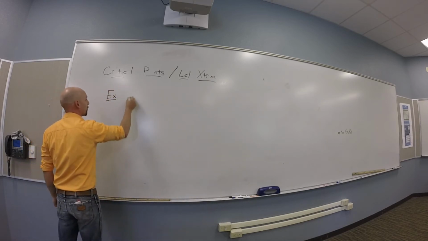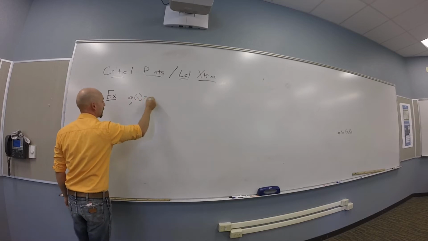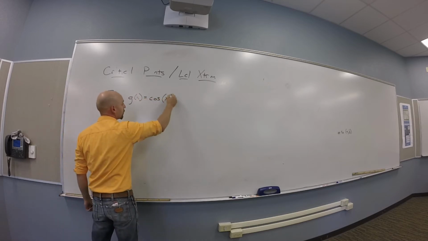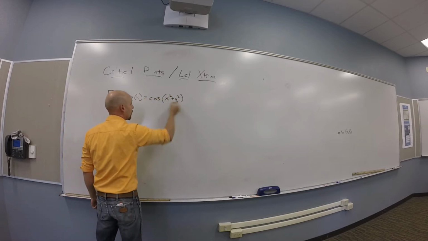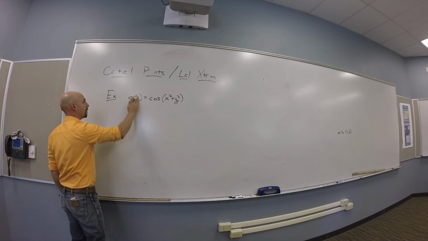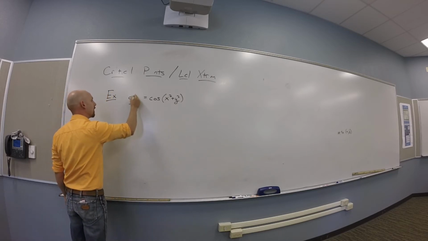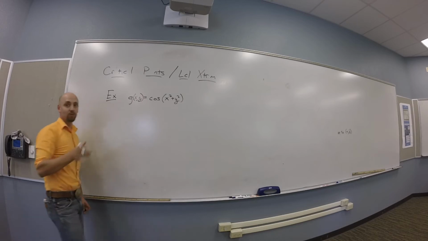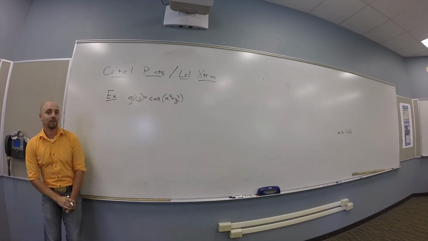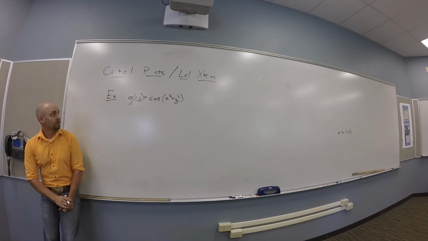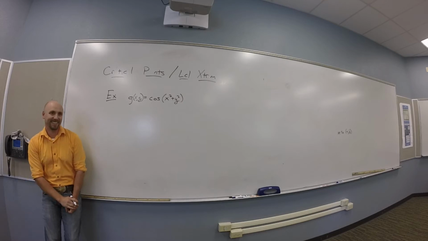So let's do our little example. Let's take g of x, y as the cosine of x squared plus y squared, because we're in Calc 3 land. We don't want y to be a constant.